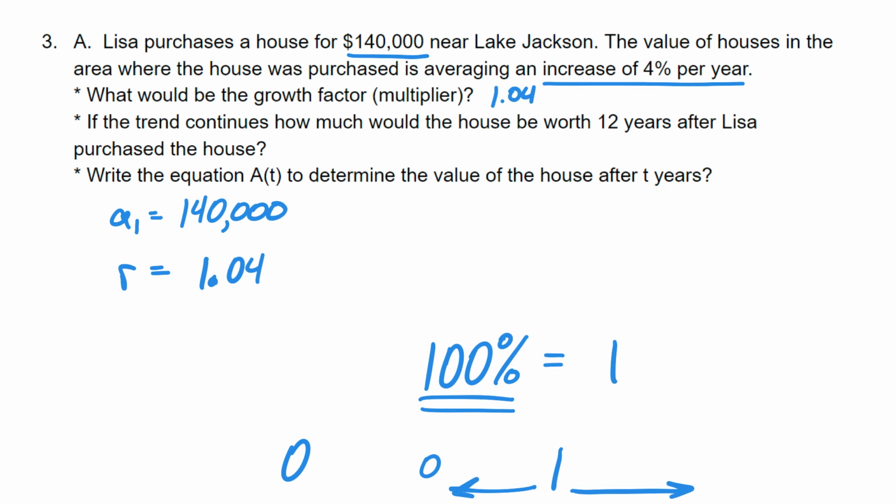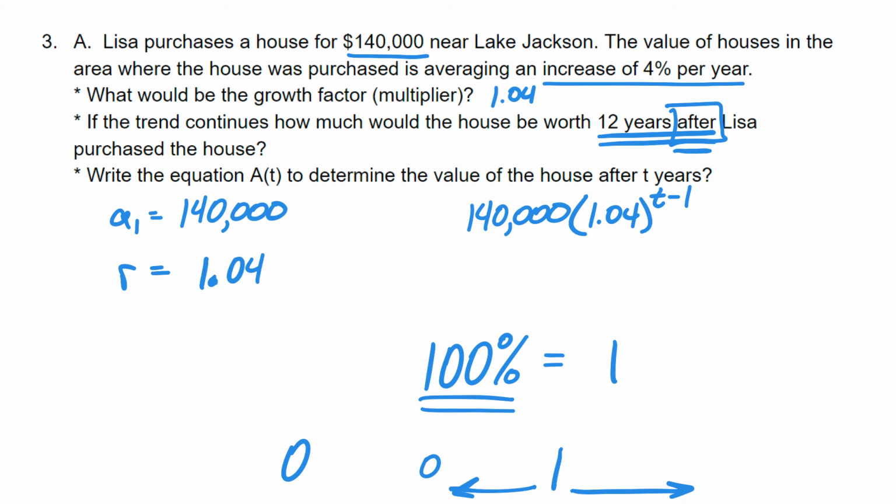If the trend continues, how much would the house be worth 12 years after the loan? Always pay very close attention on this. So let's set up our formula first of all. That's our starting amount. That's our rate of change. And then it's going to be t minus 1. I'm just using t because they said to. Now, think about this. It says, what would Lisa's house be worth 12 years after? Well, 12 years after would be the 13th year.